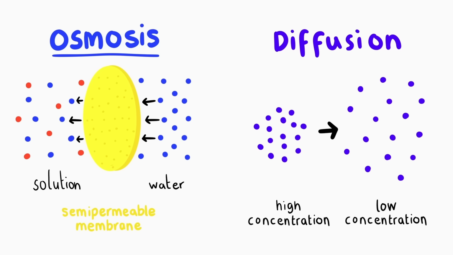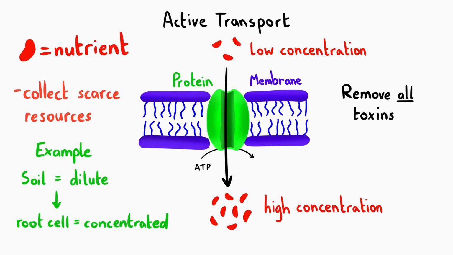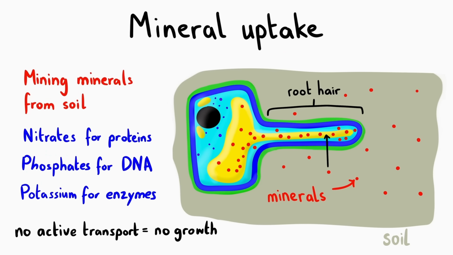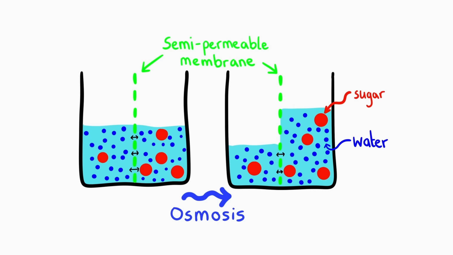Let's start by going over exactly what we'll cover in this video. First, we'll discuss what osmosis is and how it differs from diffusion. Next, we'll examine what active transport is and why it's necessary. And finally, we'll look at specific examples of active transport in plants and animals. Let's begin with understanding osmosis.